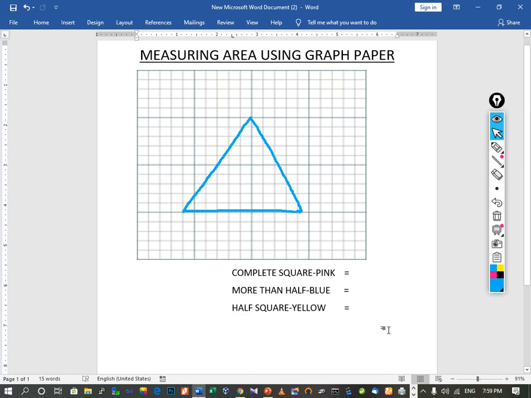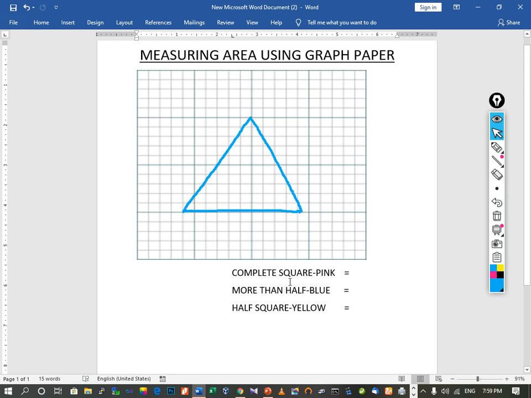Hello everybody, in this video we are going to learn how to find the area of a regular surface using graph paper. So here you can see there is a graph paper, and on that there is a triangle. We have to find the area of this triangle using graph paper. For that, the process is we have to find out three types of squares which this triangle is covering.